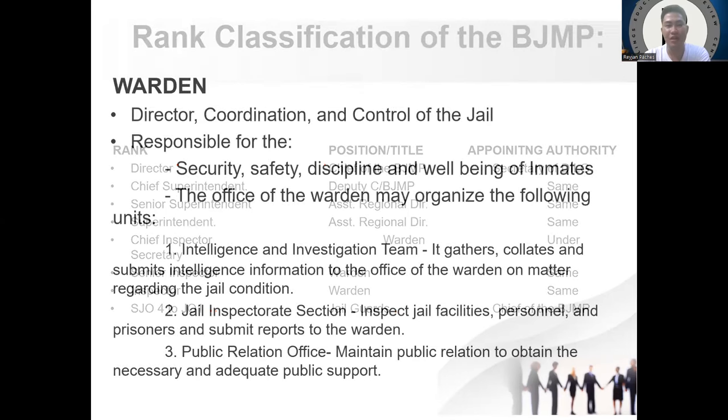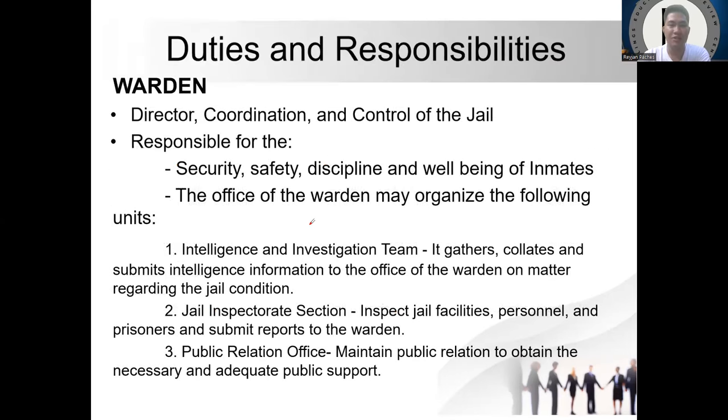Okay, so dito tayo class, isa-isahin natin. So ang duties and responsibilities. Ang warden, of course, he is the director in charge with the direction, coordination, and control of the jail in general. So they are responsible for security, safety, discipline, and well-being of inmates. Of course, ang office of the warden may organize the following units.